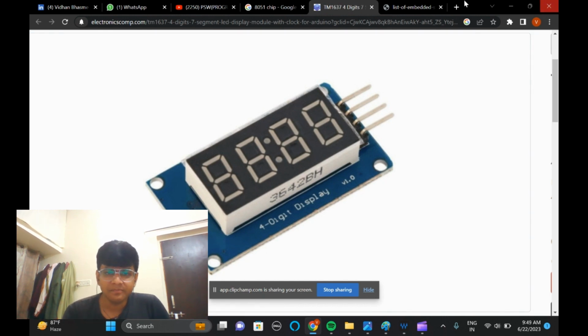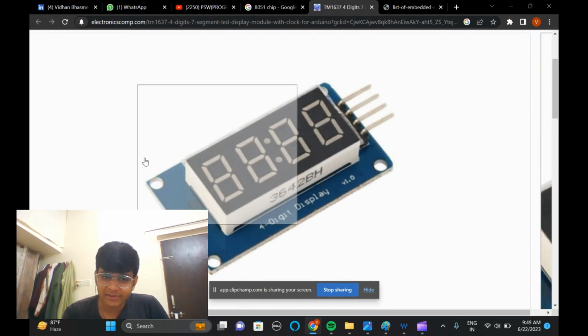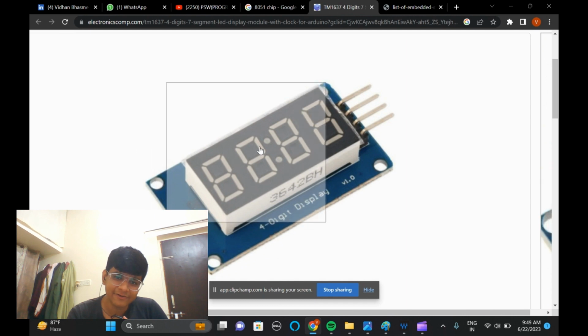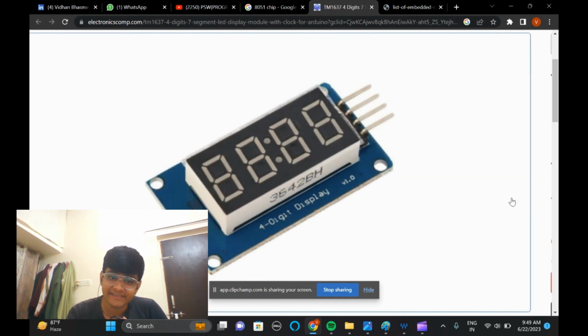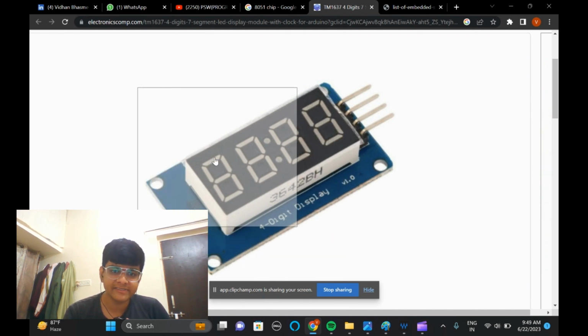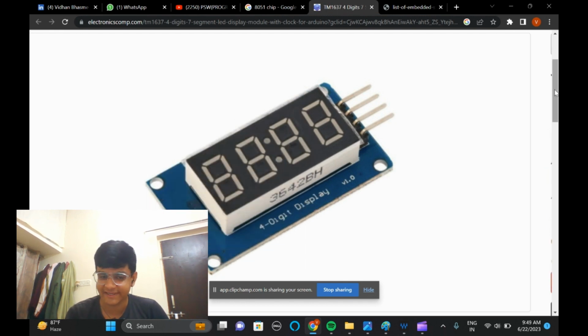So we are talking about this seven segment display. Why is it called seven segment? Just take an example: see, this eight is made up of seven lines. If you count one, two, three, four, five, six, seven, that's why it is called a seven segment display.